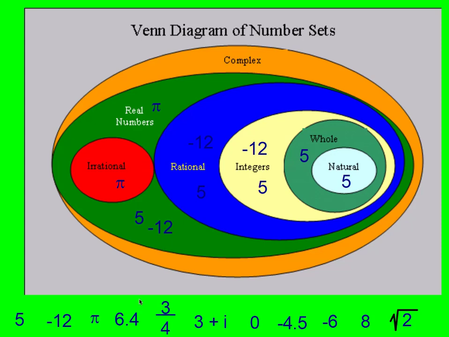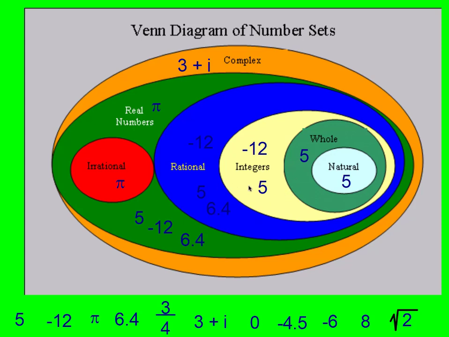Okay? 6.4, well, it's not going to be natural because it's got a decimal. It's not going to be whole because it's got a decimal. It's not going to be an integer because it's got a decimal, but I can write it as a fraction, so it's going to be a rational number, and it would also be a real number. Okay? This 3 plus i, well, if it's got a real number and an imaginary number, that's what we call a complex number. Okay? So those are some of the numbers that we placed on there.